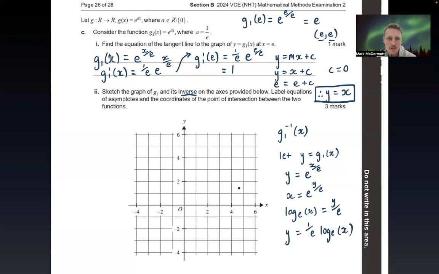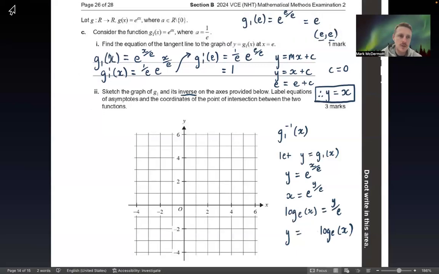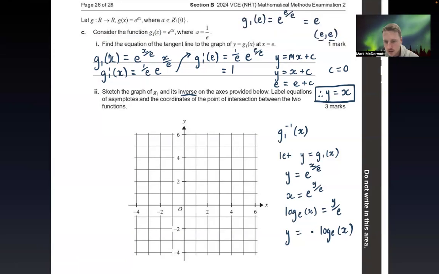Does that look right? Sketch the graph and its inverse. Oh, no, it's not right. It's just e when you multiply both sides by e. You get e log e of x. Okay, so that is the inverse. I suppose, now that I think about it, we didn't need to work out the rule for the inverse. We just needed to graph the first one.